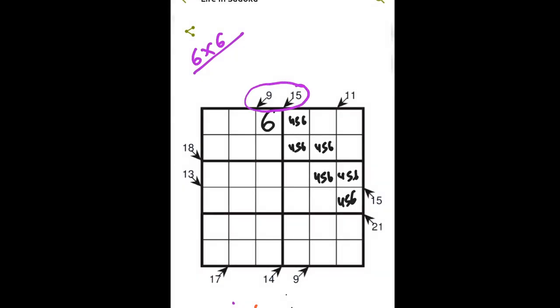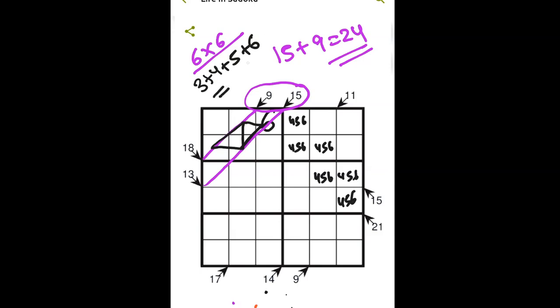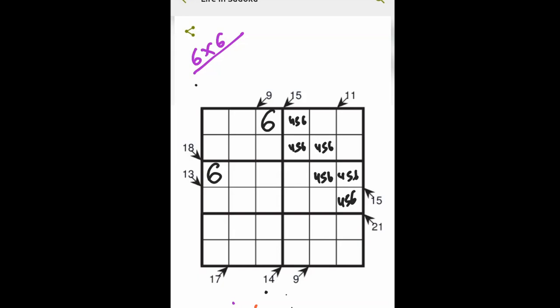Now let's see these two cells together. These are the cells which are directly coming in the direction of these two numbers. The sum of these numbers is 15 plus 9, which is equal to 24. Now if we see these 4 cells, the maximum sum of these cells will be 3 plus 4 plus 5 plus 6, which is equal to 18. That means within this 24 sum, we can only fit 18 in this box. So what will come here? 24 minus 18, which is 6. So now we have a start.